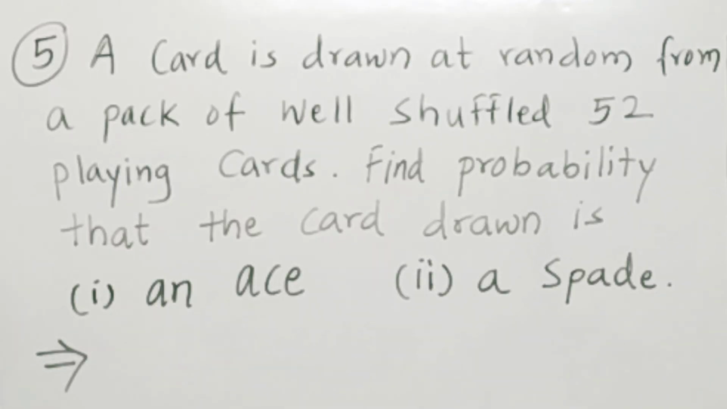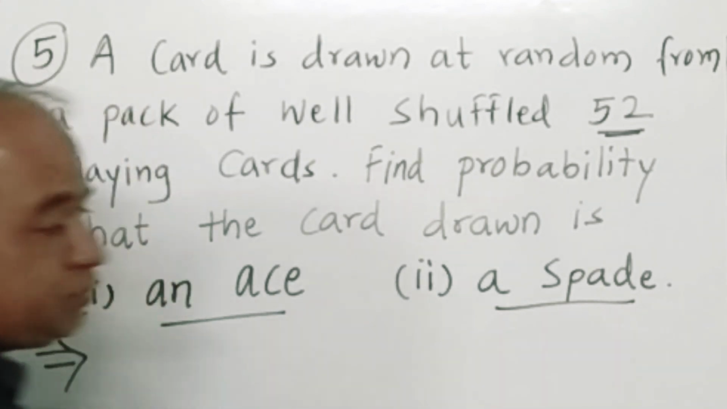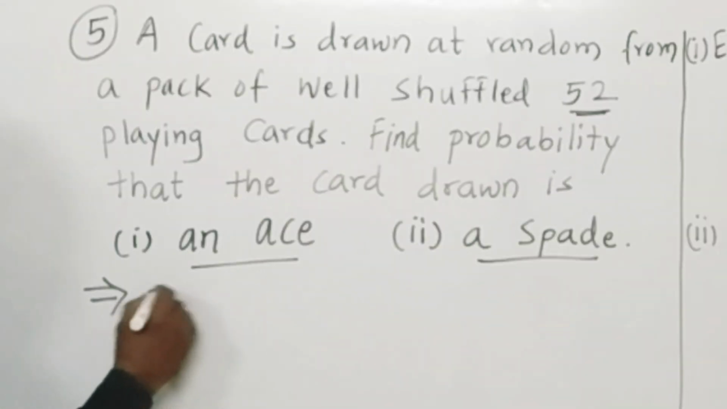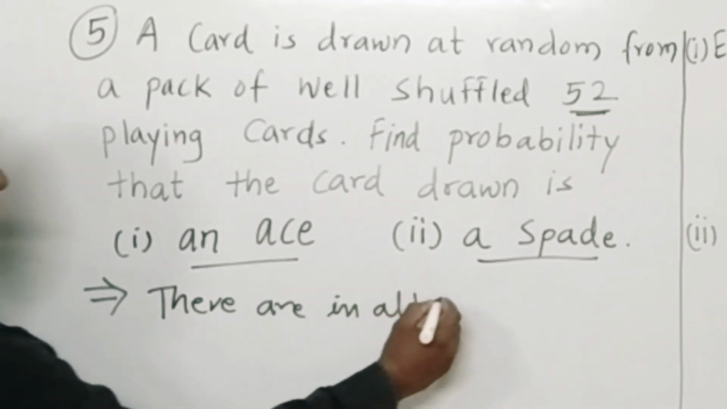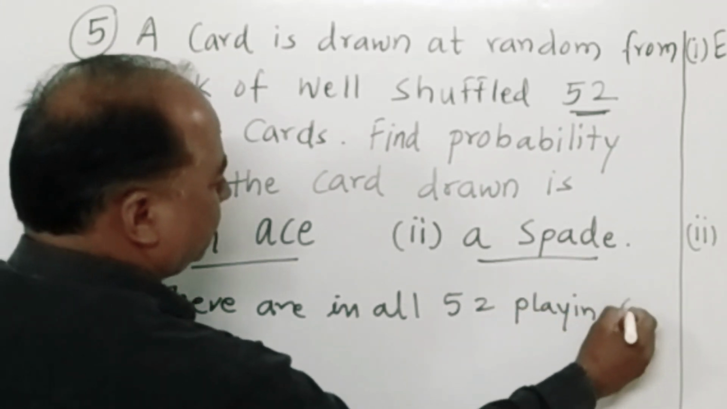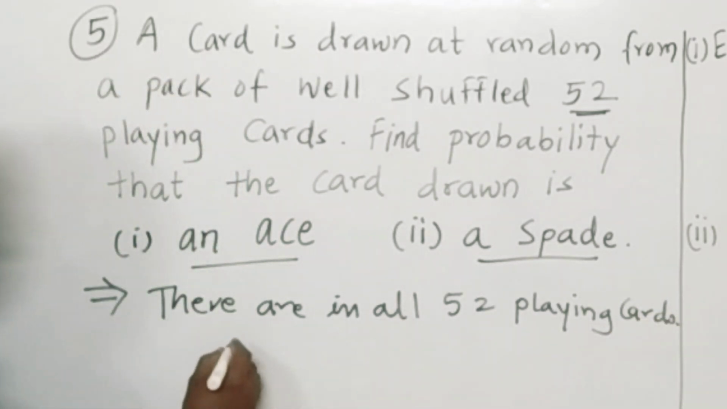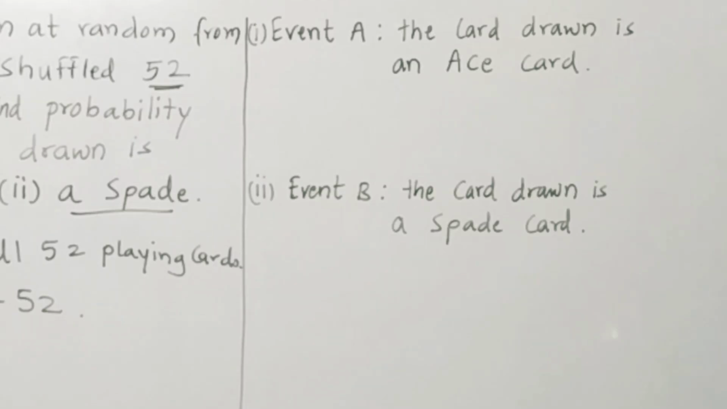Another example. A card is drawn at random from a pack of well shuffled 52 playing cards. Find the probability that the card drawn is an ace card or a spade card. Now there are in all 52 playing cards. Therefore, the number of sample points in sample space S is equal to 52.